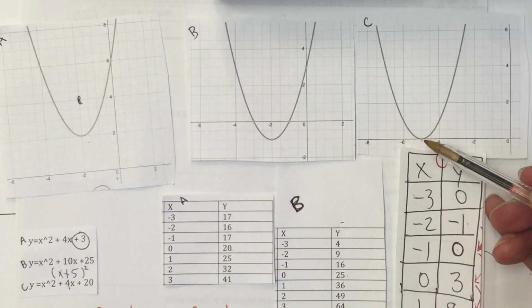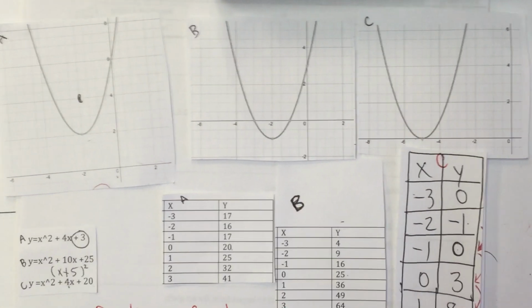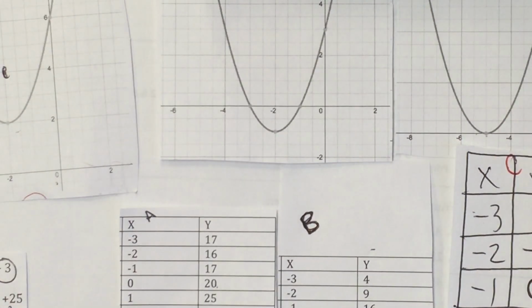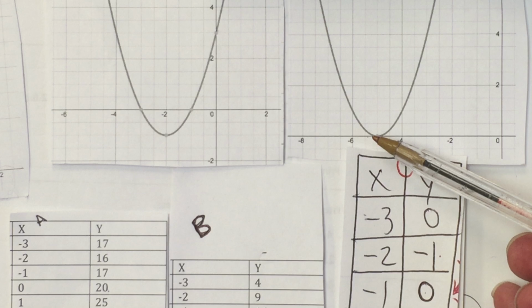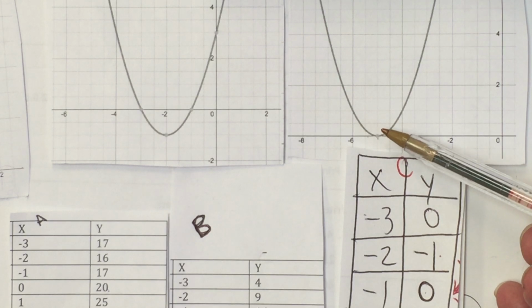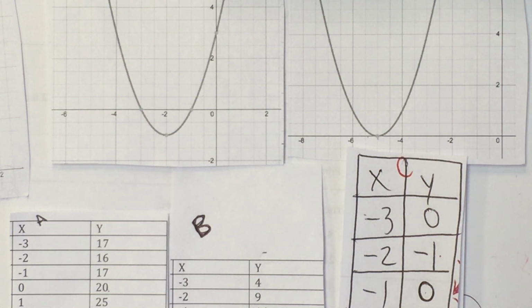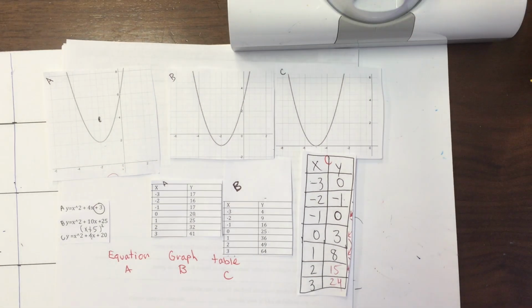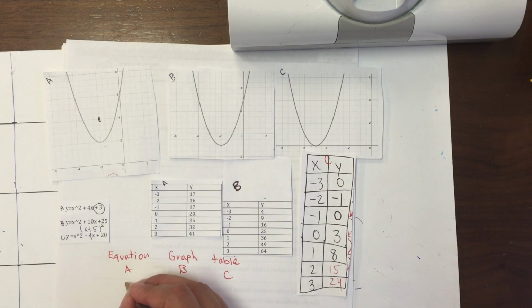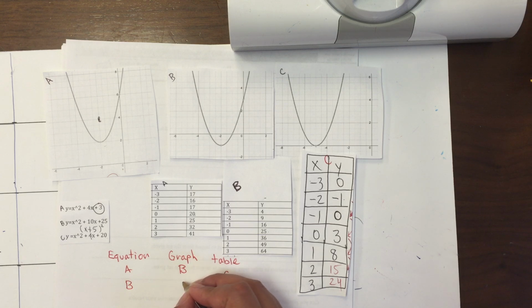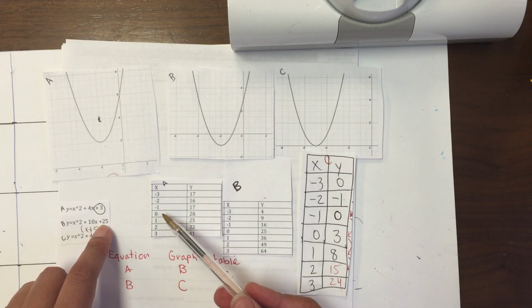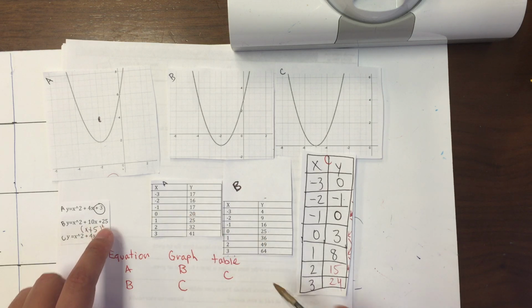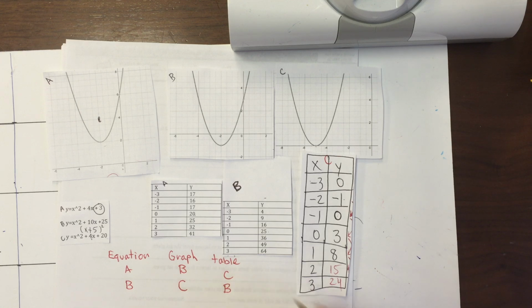So in here, my x-intercept is at -5. So equation B matches with graph C. And which of the tables has (0, 25)? (0, 20), (0, 25). So that will be table B.